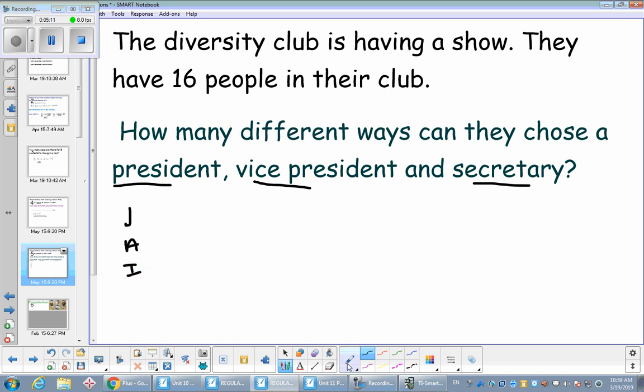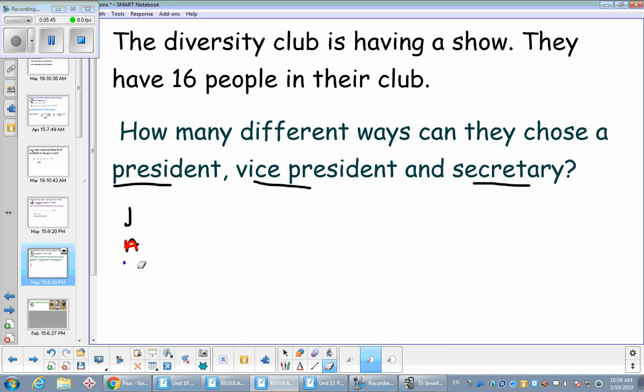Oh, that seems weird. I need a girl in there. Let's do John, Abdullahi, and we'll do Muna. All right, so that gives me 3 different letters. John, Abdullahi, Muna. John could be the president, Abdullahi could be the vice president, and Muna could be the secretary. Or a different way would be Muna to be the president, Abdullahi to be the vice president, and John to be the secretary. So the order matters for these, all right?